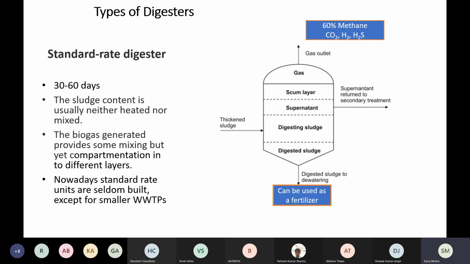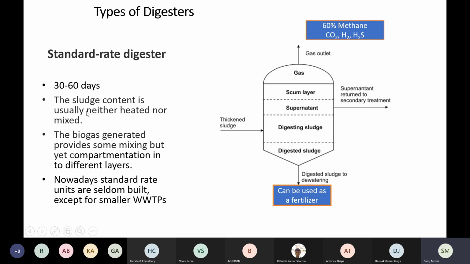Now, very quickly, if existing wastewater treatment plants need to be coupled with an anaerobic digester plant, what kind of digesters are currently in use is shown over the next two slides. It can be what is called a standard rate digester, where you can see a clear picture of the digester, and here could be the wastewater treatment plant. The thickened sludge is taken and moved forward to a standard rate digester. The residence time here is anywhere from 30 to 60 days.